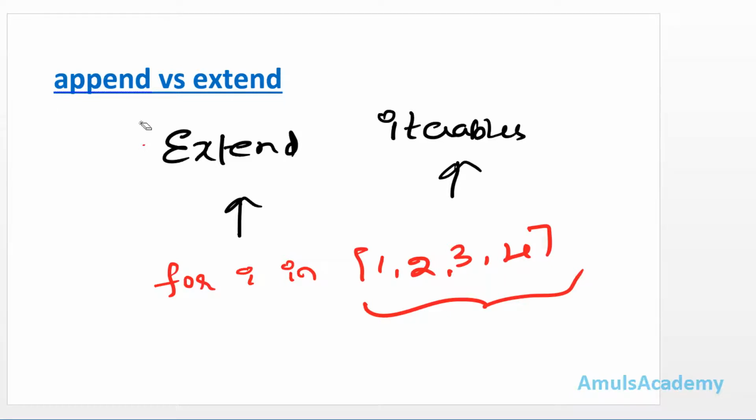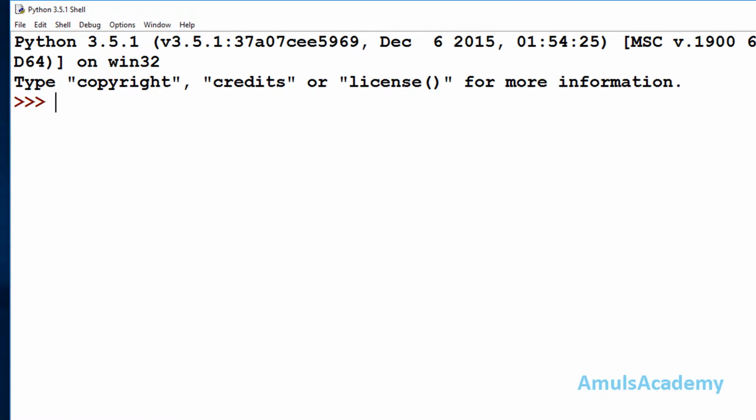So here the first difference is that append will add a single element at the end of the list, but the extend method will append all the elements from an iterable. We'll take a few examples so you'll understand. Here in the Python shell, first we'll take the example for append.